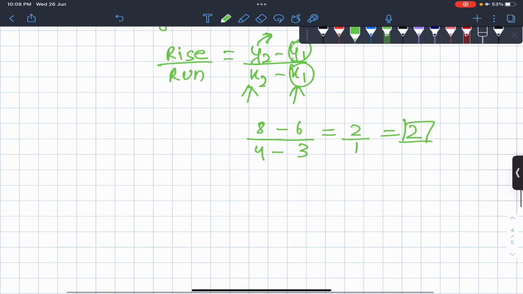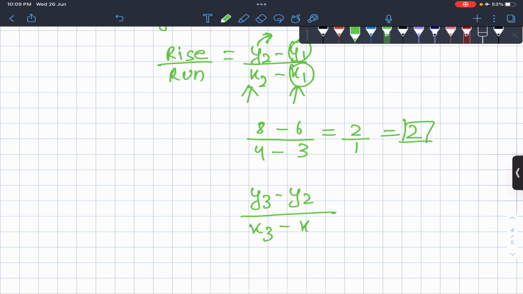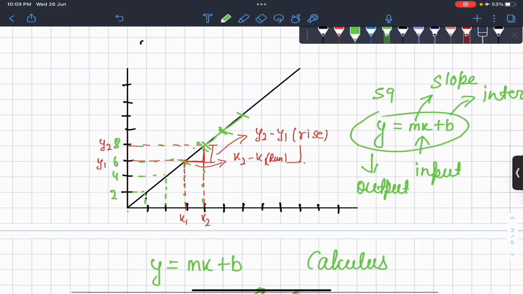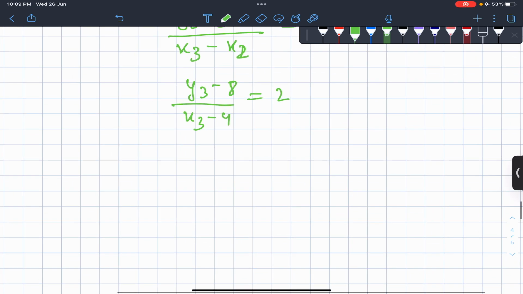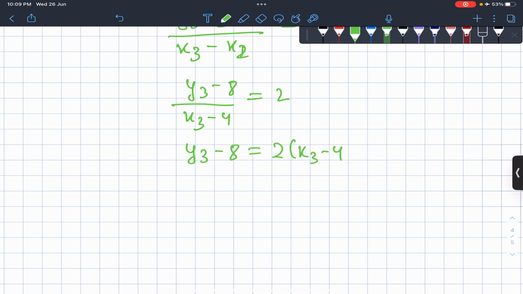Now suppose that we know these points. Another one we have is y3 minus y2 over x3 minus x2. This is the point x3, y3, and now we want to get this. We know that the ratio is 2. What is y3? We don't know. What is y2? 8. What is x3? We don't know. What is x2? 4. Got it? Now it's simple maths, we can do this.